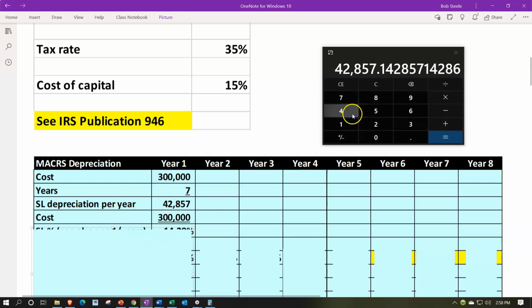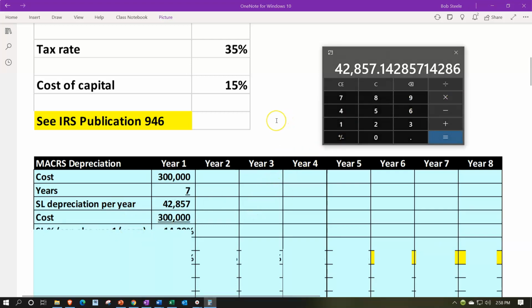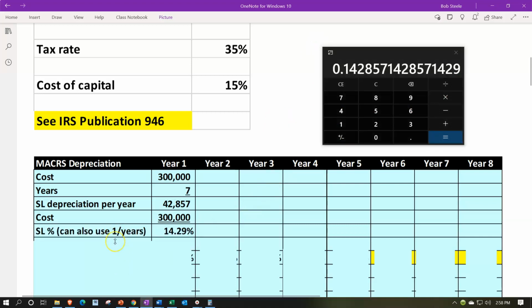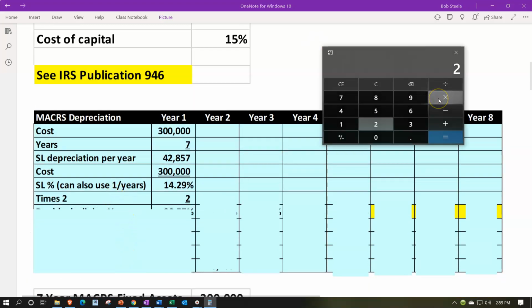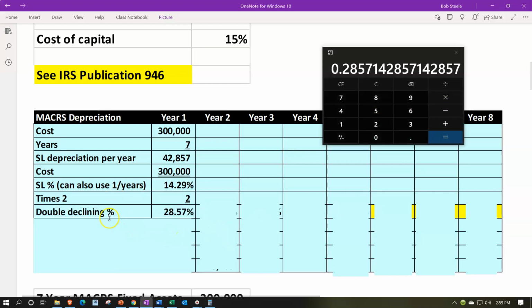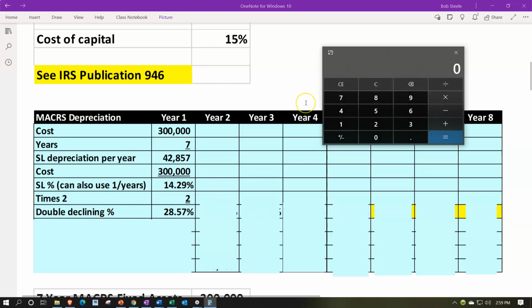And if I compare that, that would be the straight line depreciation. If I divide that by the cost, the $300,000, we've got the rate of about 14.29%. That would be about the straight line rate. And then if I times that by 2, we would get the double declining rate of 28.57%. You can also get there by taking 1 divided by the number of years, 7, the straight line rate, times 2, and get there at about 28.57%. Note that this is rounded.